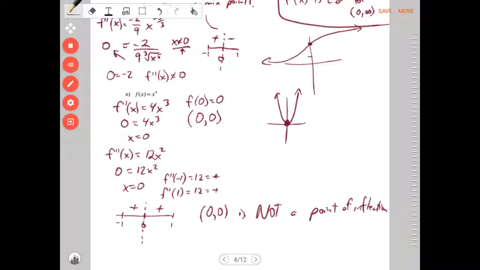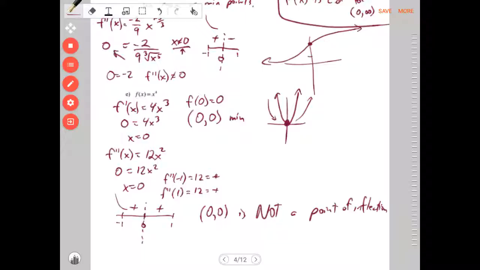Now, the question: we wanted to know whether there were maximums or minimums. So (0, 0), what is that? It's concave up on this side, and it's still concave up on that side. Because they're both concave up, we're obviously approaching a minimum. So this is a minimum. Good. So (0, 0) is a minimum.